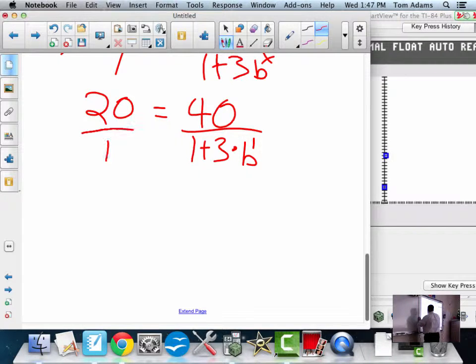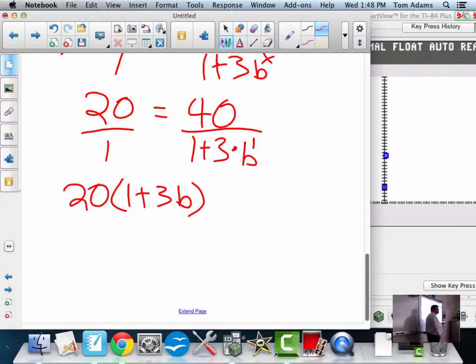Well, if we cross multiply, I think of that as like 20 over 1. I get 20 times the quantity 1 plus 3 times b to the 1. What's b to the 1? B to the 1 is b. 3b.